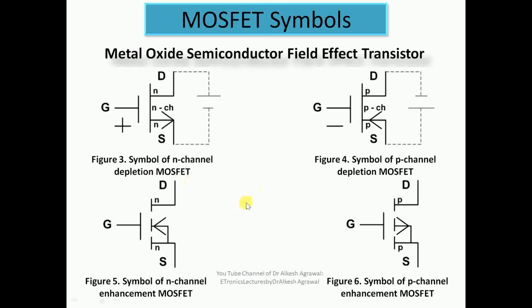Now we'll briefly discuss the symbols, which are very important when we discuss the implementation of different gates by NMOS, PMOS, and CMOS. Here you can see the N channel depletion MOSFET. First of all, we have to differentiate between the depletion MOSFET and enhancement MOSFET. Here you can see the symbols of the two.